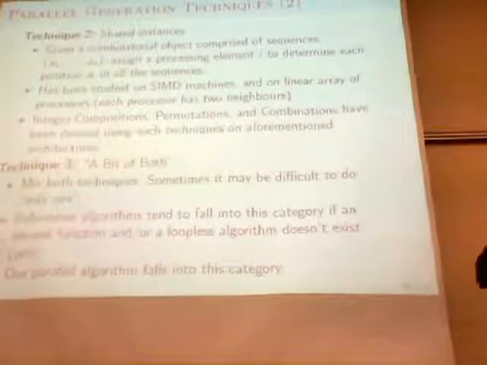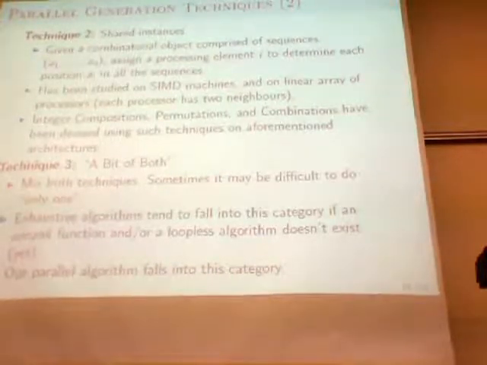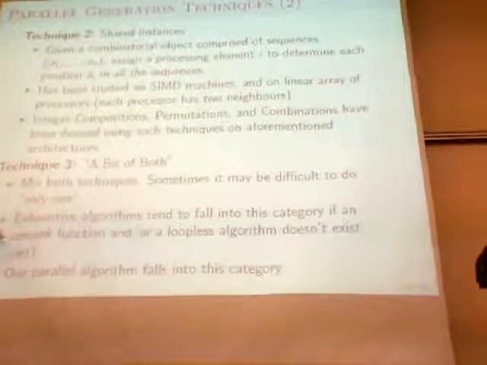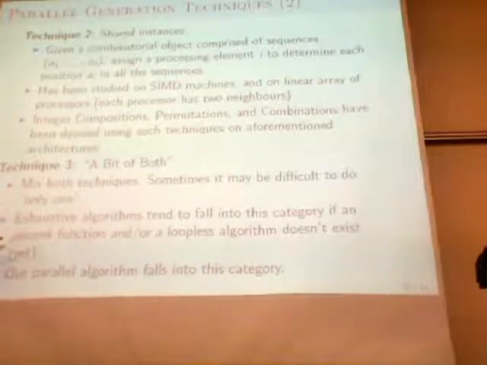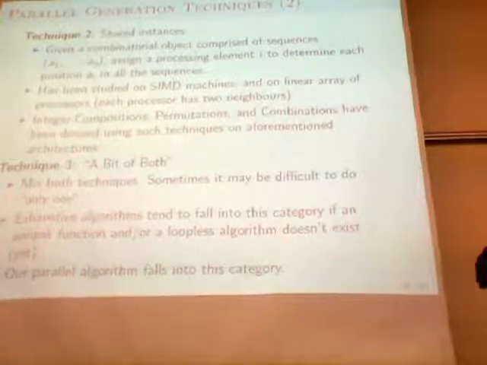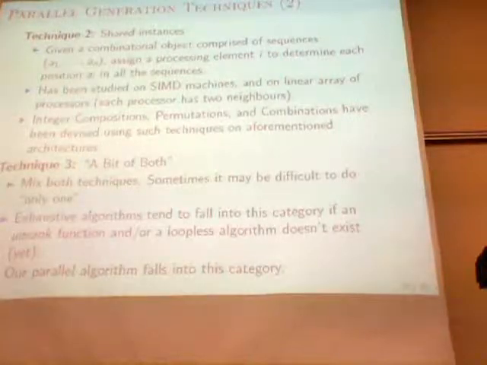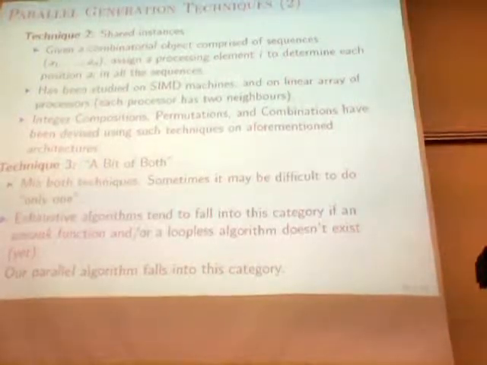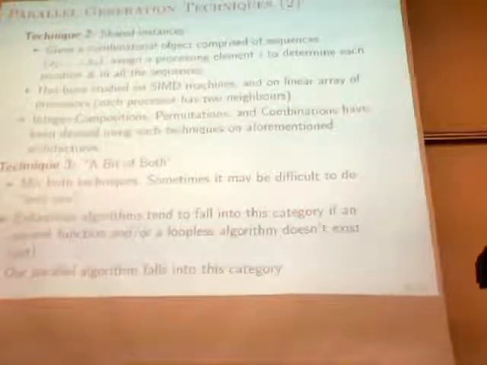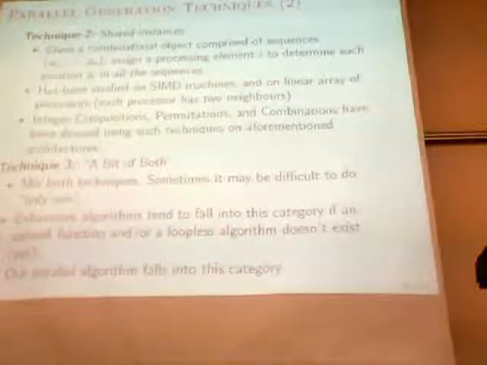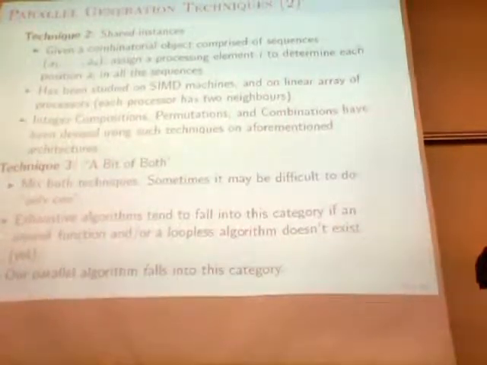So oftentimes exhaustive algorithms, so these aren't loopless, they're just brute force exhaustions, tend to take this kind of caveat here. What you do is you take the algorithm and break it up, and your job is to generate each object, but maybe you want to break it up into groups, but at the same time you may want to generate things simultaneously. So this tends to be a little bit more of a complicated problem. And actually, our algorithm falls into technique 3.